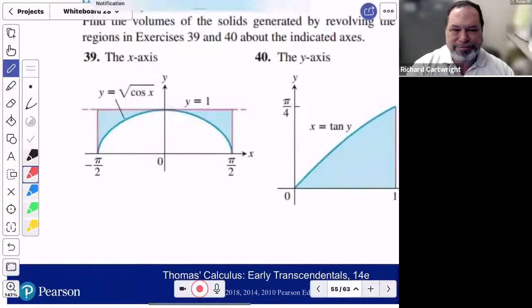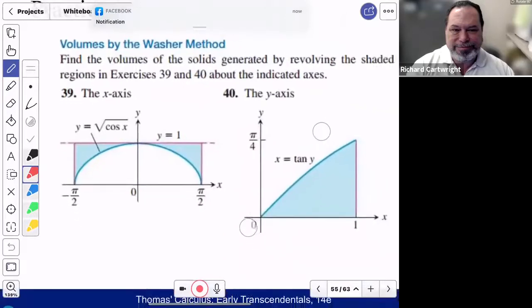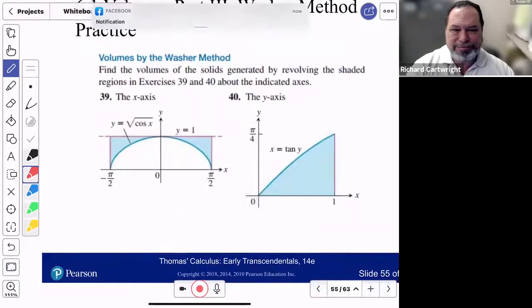Anybody think I could have? Let's just do these 2. Let's see if we agree. You guys got to do them with me. And there's like 3 of you out there I know are doing it with me. How do I know? They caught my mistakes. The volumes of solids generated by revolving the shaded regions of 39 and 40 about the indicated axes.